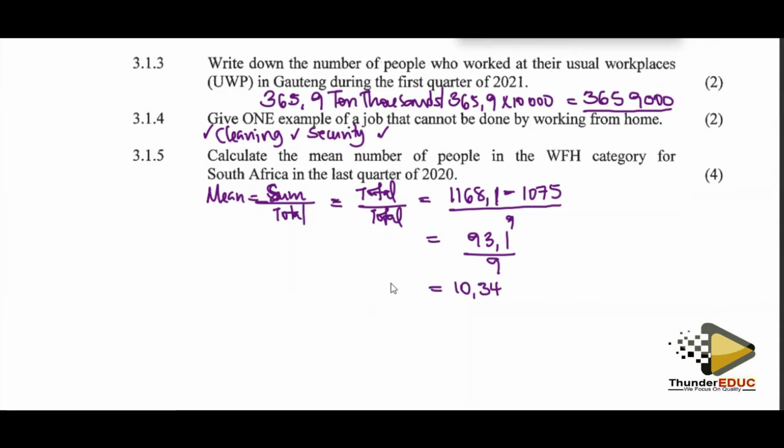For those who want, you might multiply by 10,000 to get the final answers, because they say to calculate the mean number of people. So you are multiplying by 10,000 and you end up having this much.